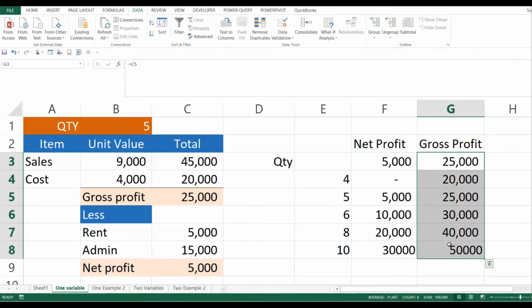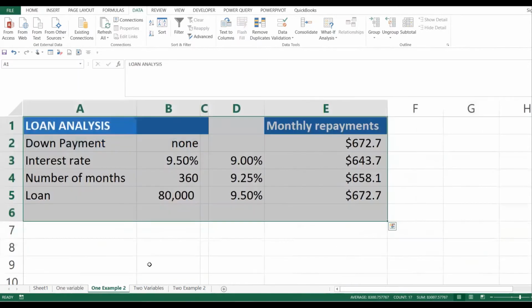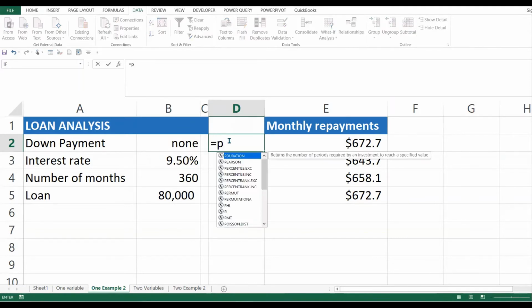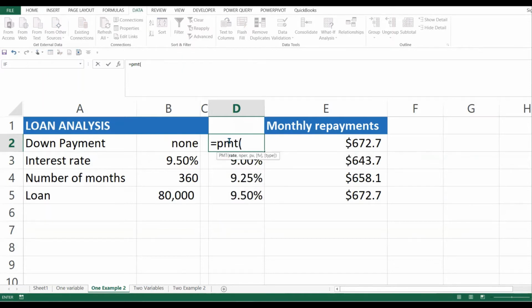The second example, still using one variable, that I'm going to show you is based on an example like a loan analysis. So what do I want to do? I want to determine my loan repayment. There is a formula for determining my monthly loan repayment in Excel. It is PMT. So what does the PMT do?